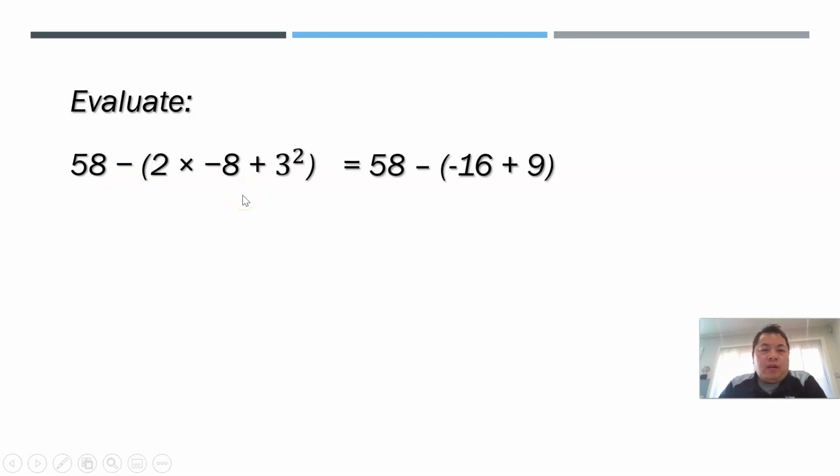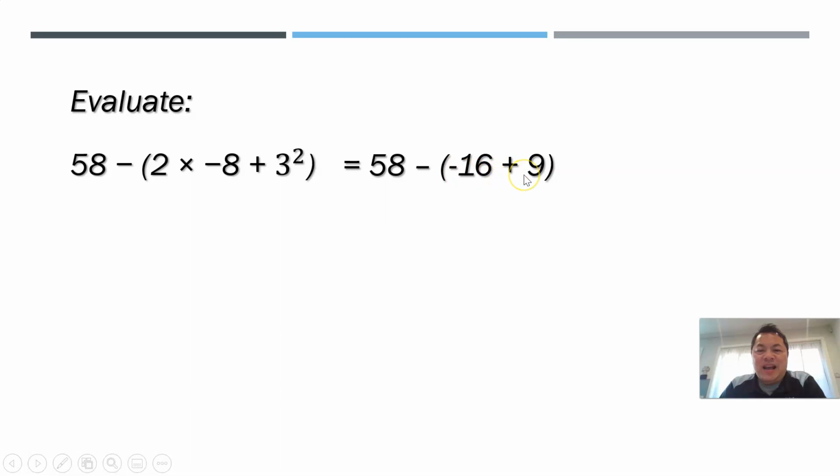First you have to solve anything in the bracket. For this case, you have 2 times minus 8. That's how you get minus 16. Plus 3 squared. 3 squared is 9. Bear in mind, 3 squared is not 6. I've already asked you to memorize all the square numbers and cube numbers, so I hope you have memorized that. It will be included in your test. Just remember that.